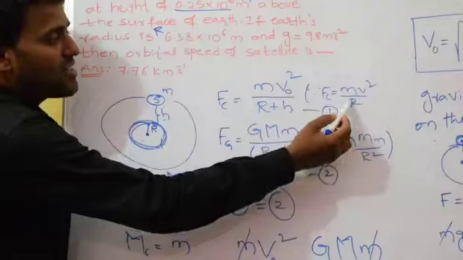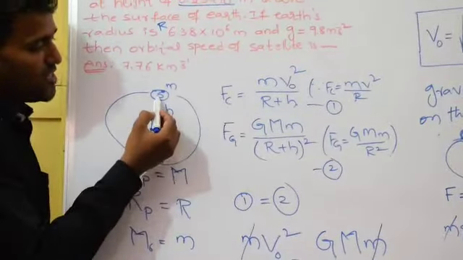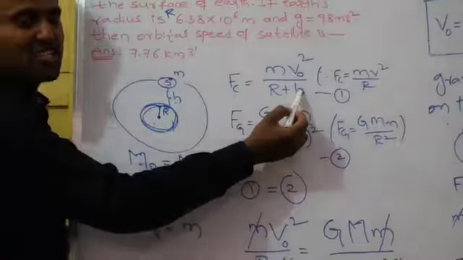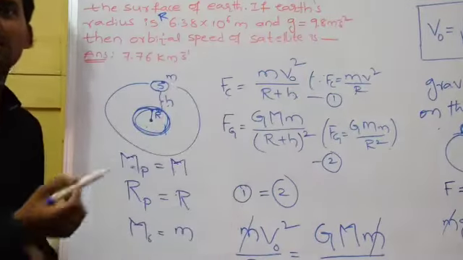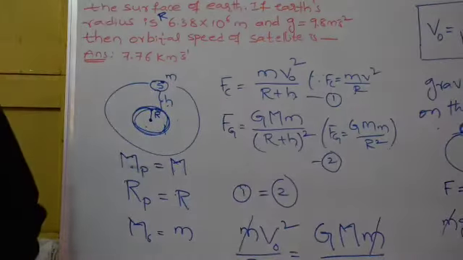Here r is nothing but a distance. From here to the satellite, the distance is r plus h. That is equation number 1. Now this centripetal force is balanced by the gravitational force.